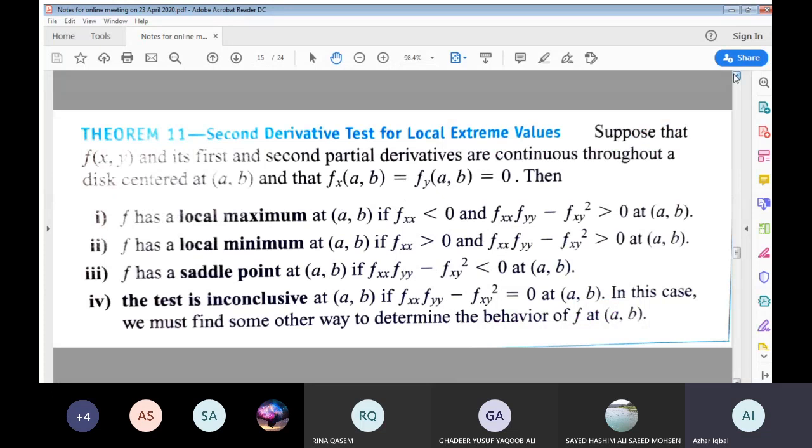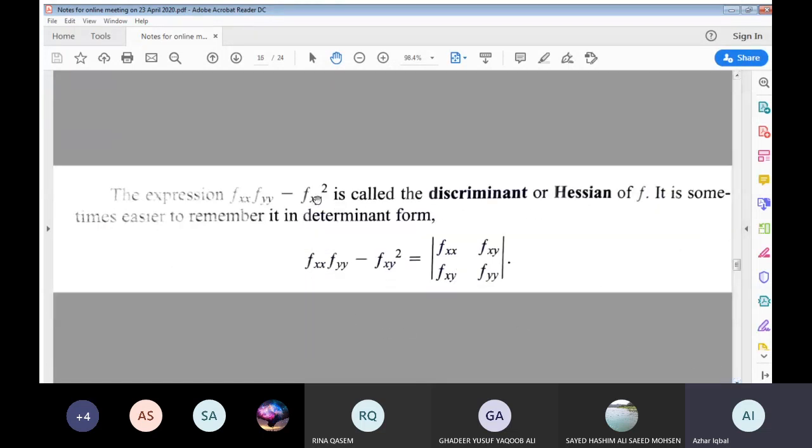Okay, and we now look into this expression which is given here: f second partial with respect to x and second partial with respect to y, minus the mixed second partial x partial y, squared. This is called the discriminant or Hessian of this function. It is sometimes easier to remember it in the determinant form. You can put this expression as a determinant.